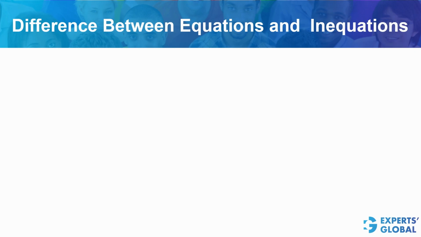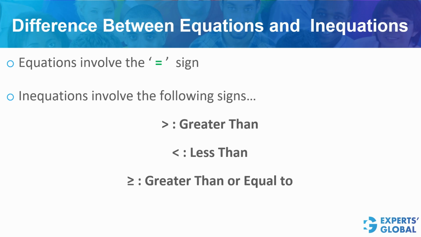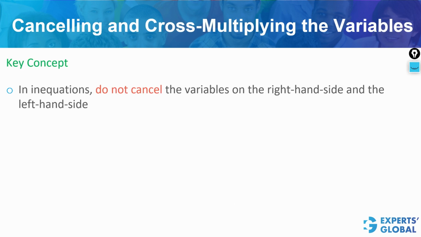Difference between equations and inequations. Quite simply, equations involve the equal to sign, whereas inequations involve one of the inequality signs, which are greater than, less than, greater than or equal to, and less than or equal to. A key concept here: in inequations, do not cancel the variables on the right-hand side and the left-hand side.